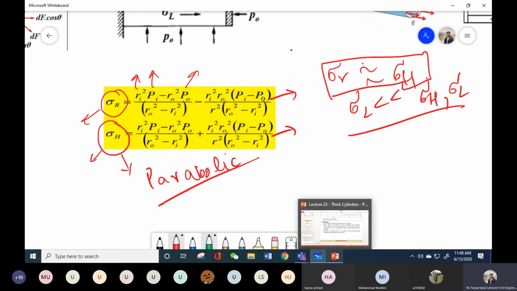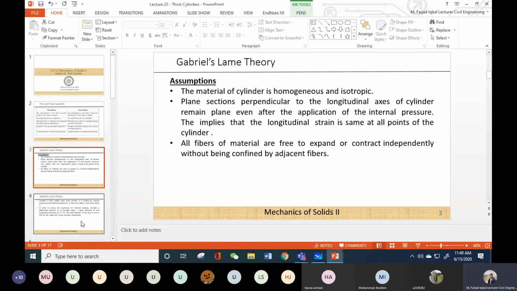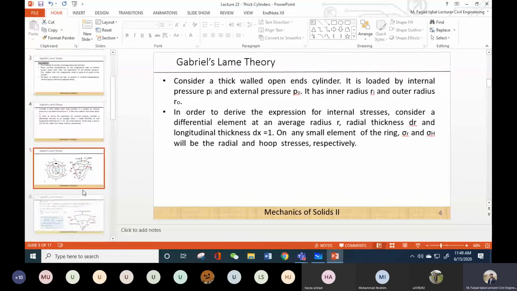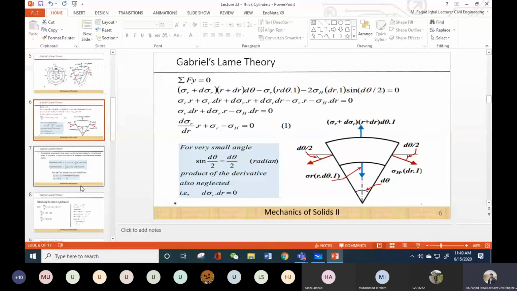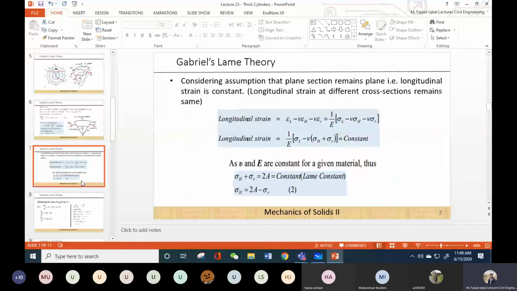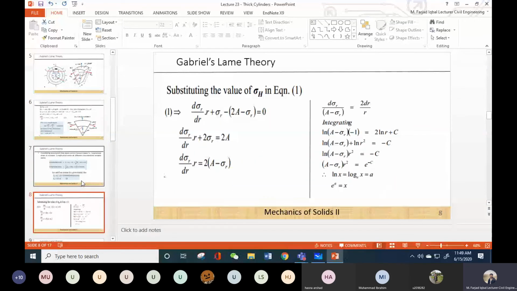So this I will leave up to you to calculate. You just have to substitute the values of A and B and you will get this expression for sigma R and sigma H, and I hope you can do it. So let's come back to these slides. Actually, this derivation is given in the slides as well, but it's better that you do it by yourself for understanding.